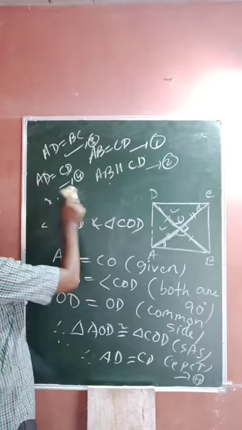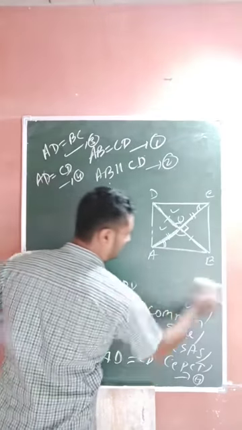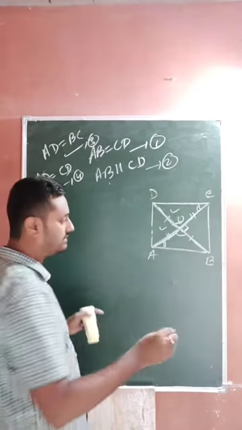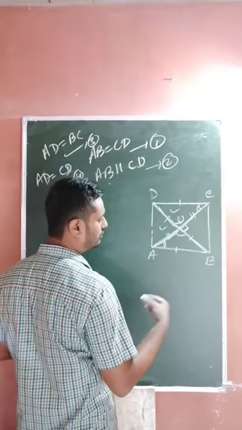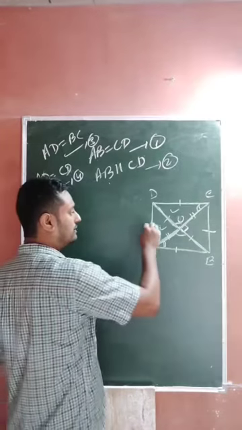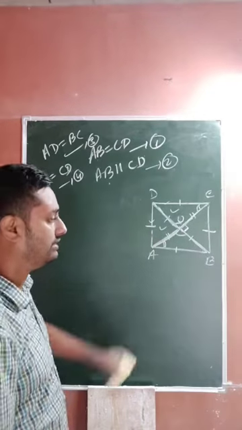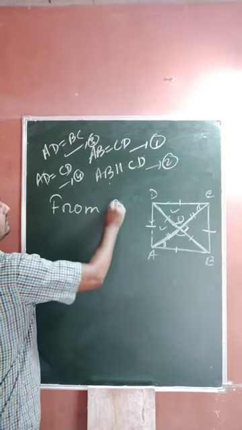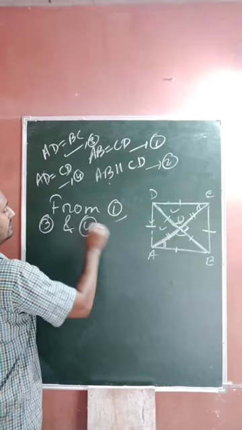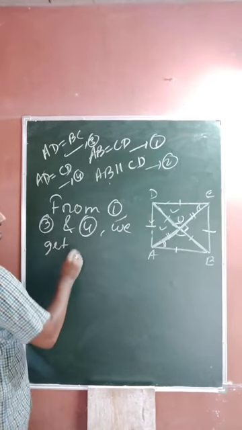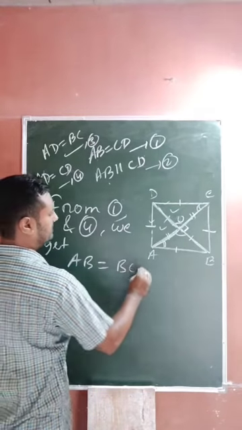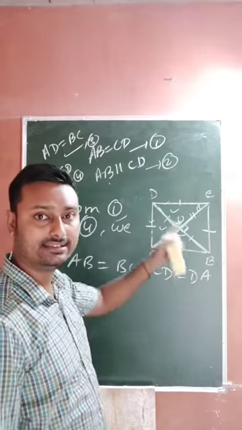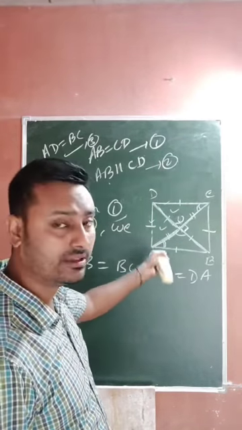Now look at 1, 3 and 4. According to 1, this one is equal to this one. According to 3, this one is equal to this one. And according to 4, this one is equal to this one. That means from 1, 3 and 4, we get AB is equal to BC is equal to CD is equal to DA. That means ABCD is a parallelogram with all the sides equal. It may be a rhombus, it may be a square.